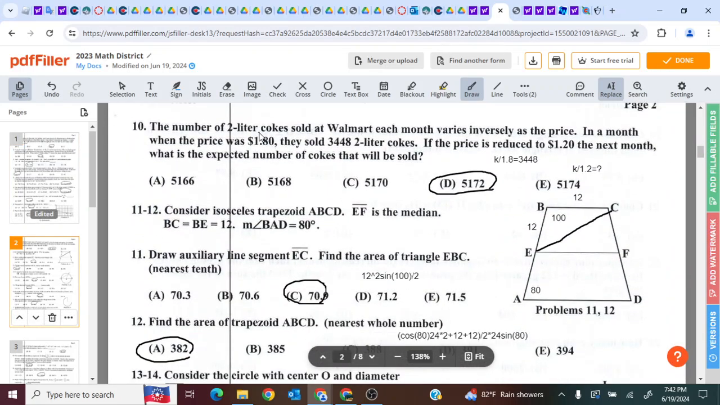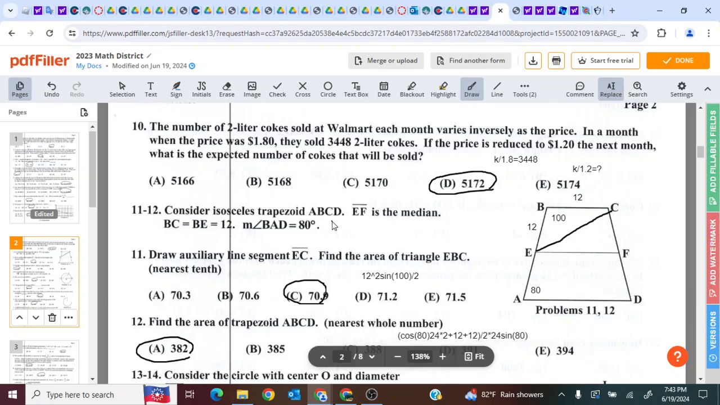Number 10. The number of 2-liter Cokes sold at Walmart each month varies inversely with the price. In a month when the price was $1.80, they sold 3,448 2-liter Cokes. The price is reduced to that much the next month. What is the expected number of Cokes sold? Well, since it's inversely related, you have some constant value dividing by that price to get you 3,448 Cokes sold. Once you find that K value, you divide it by 1.2 because the new price is 1.2, and you figure out how many Cokes are expected to be sold, which is 5,172.